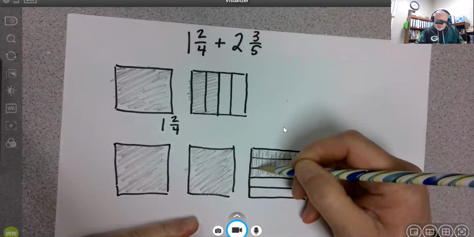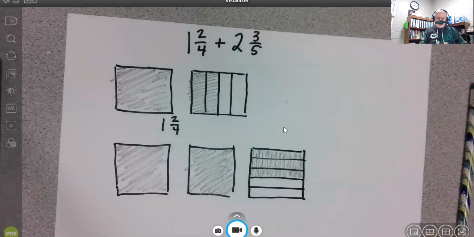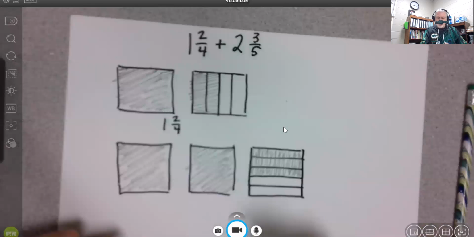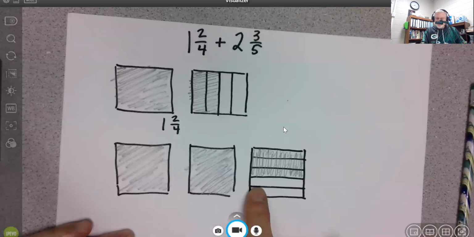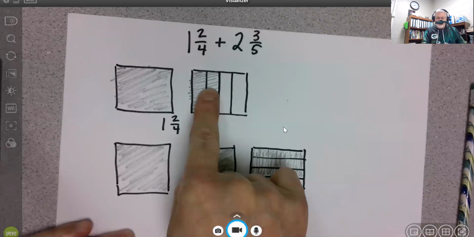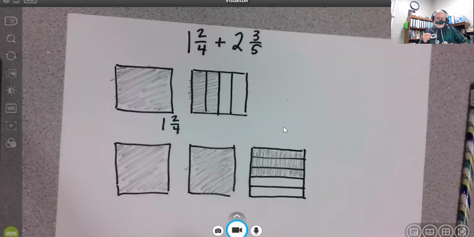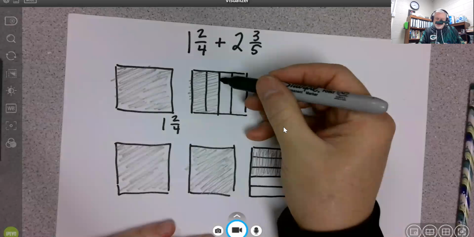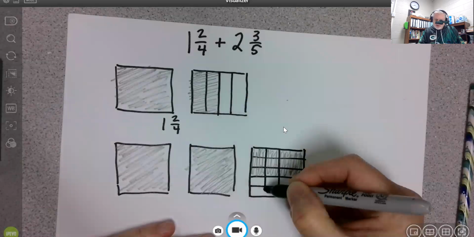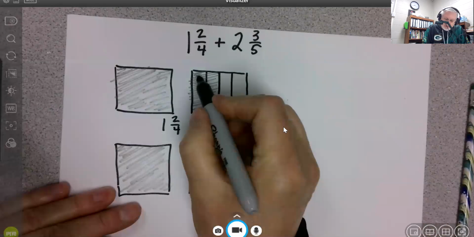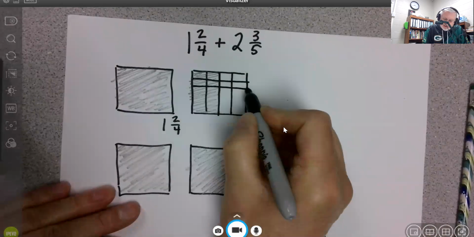Okay, 3 of those. All right. So again, I don't do anything with my wholes. But in this case, I want to have these 4 horizontal lines go on top of the vertical lines, and the vertical lines go on top of the horizontal lines. So I know I want to cut this into fourths by going vertical. And up here, I want to put the horizontal lines into fifths.